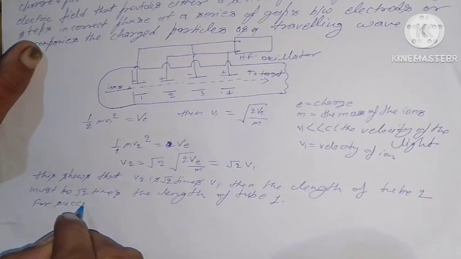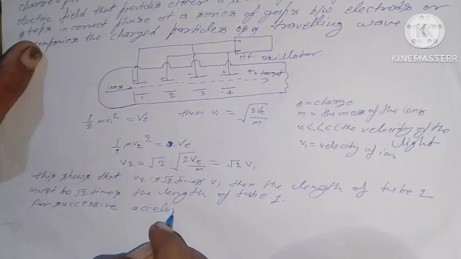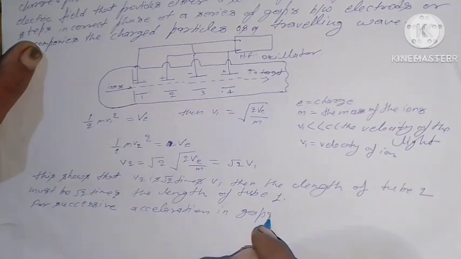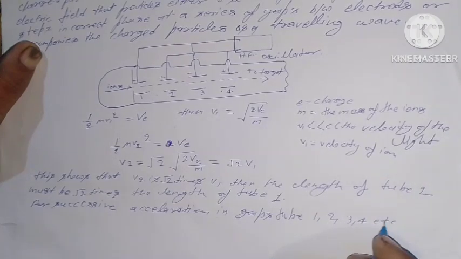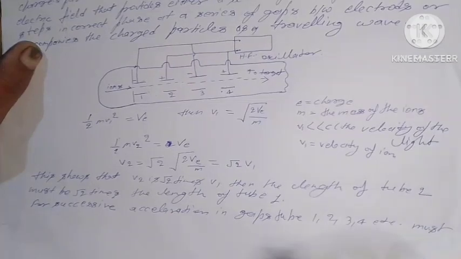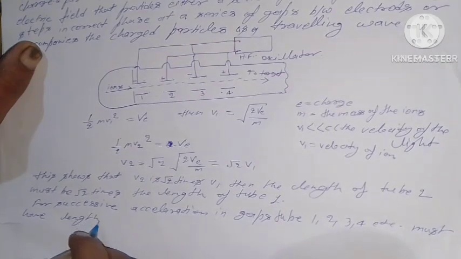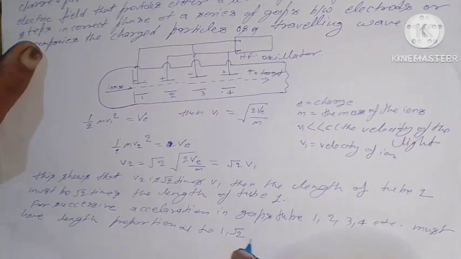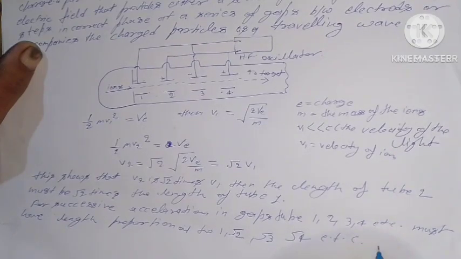For successive acceleration in gaps, the tubes 1, 2, 3, 4, etc. must have length proportional to 1, root 2, root 3, root 4, etc. Okay? To a first approximation.